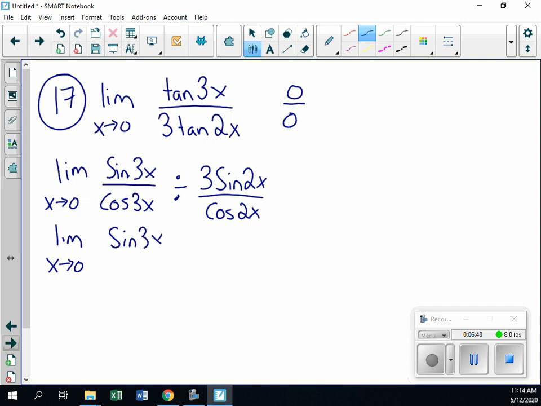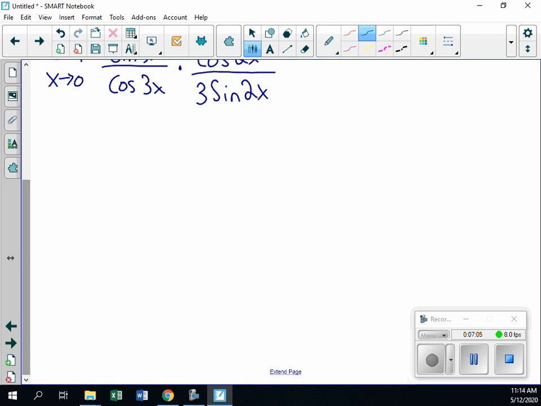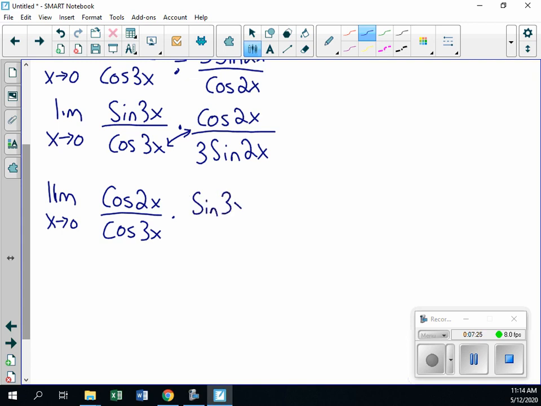I get sine of 3x over cos of 3x times cos of 2x over 3 sine of 2x. Now, this is where the balancing part comes into play. I'm going to split up my functions. So what I'm actually going to do is write the cos over top of each other. I could write this as cos of 2x over cos of 3x, and I could write the sine of 3x over 3 sine of 2x. So I'm just rewriting it.